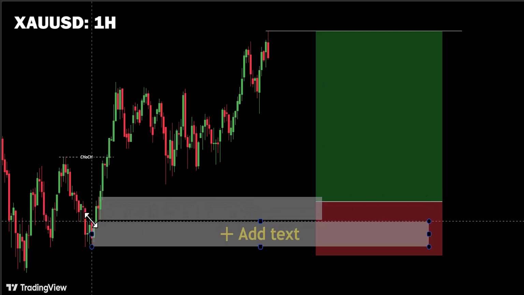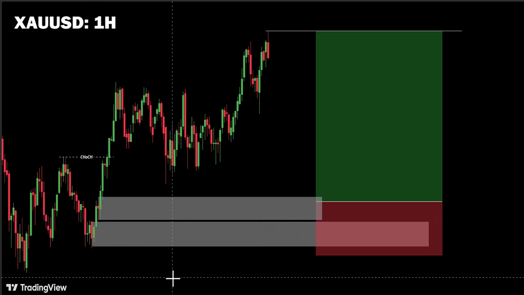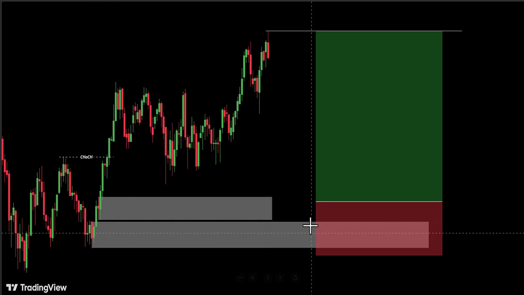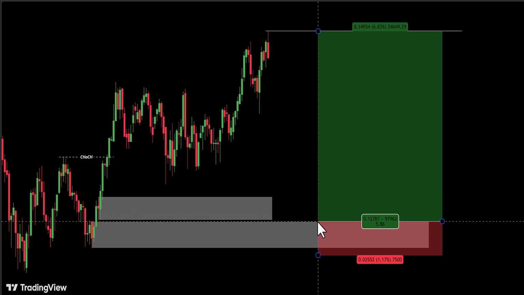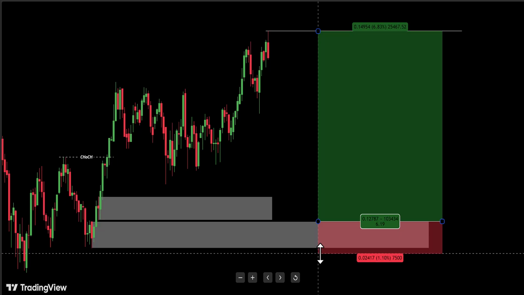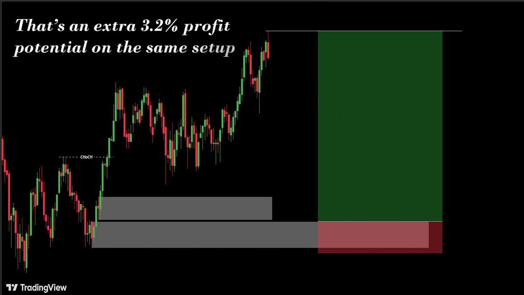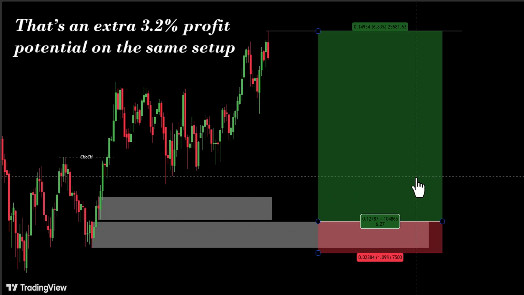At this point, we refine by focusing on the lower zone. Moving our entry there without changing the rest of the trade will boost the risk to reward from 3 to 6.2. That's an extra 3.2% profit potential on the same setup, just by refining. But here's a key point.